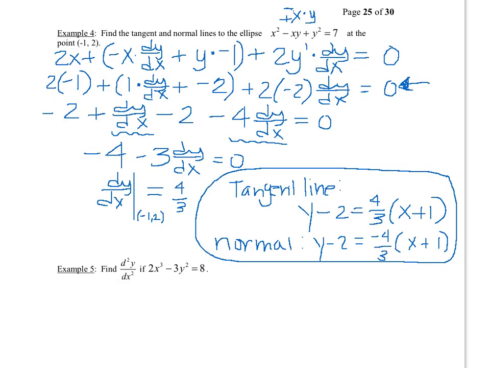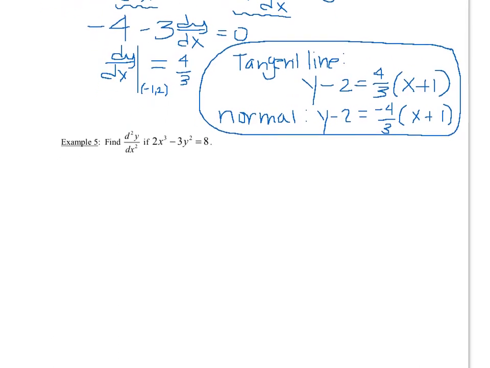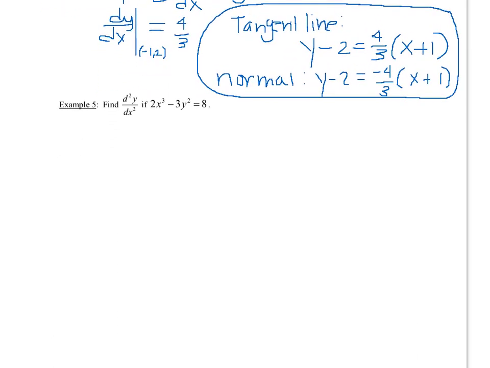Example 5 we're going to do, and then if you have any questions, make sure that you ask me in class. This is the notation for the second derivative. The process is the same as finding the first derivative, so let's go through that first. The derivative of 2x cubed is going to be 6x squared minus, and we've got a chain rule here. This is going to be 6y to the first times dy/dx. And then on the right-hand side, we'll have a derivative of 0.